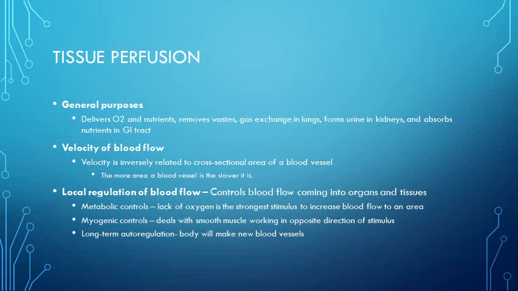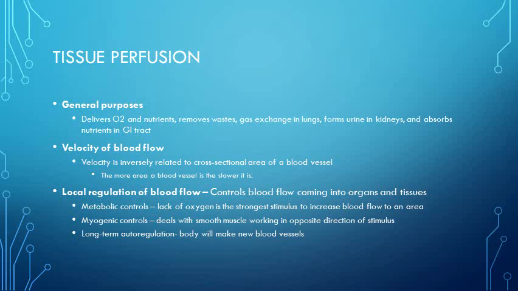Tissue perfusion is blood flow through the body tissues. There are a few general purposes which you'll need to know just as an overview. It delivers oxygen and nutrients, removes wastes, gas exchange in the lungs, forms urine in kidneys, and absorbs nutrients in the GI tract. The velocity of blood flow is inversely related to cross-sectional area of a blood vessel. So the more area a blood vessel has, the slower the flow is.